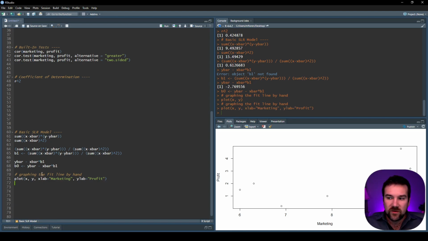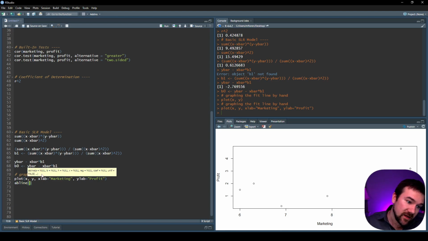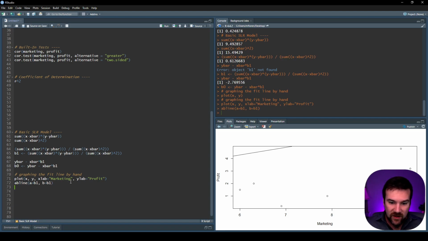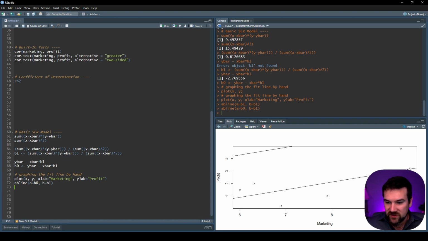And from here, we can do the abline command. A is the intercept, B0. And B is the slope, B1. So we give abline an A and a B. And this draws a line up here. Oh, and you can see R tried to draw the line, but I mistyped it. I drew the line in the wrong place. So I can do B0, and you'll see it adds a line.